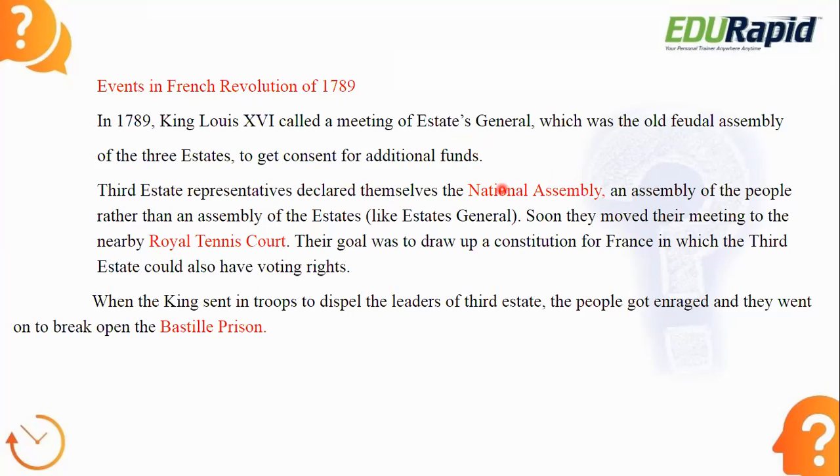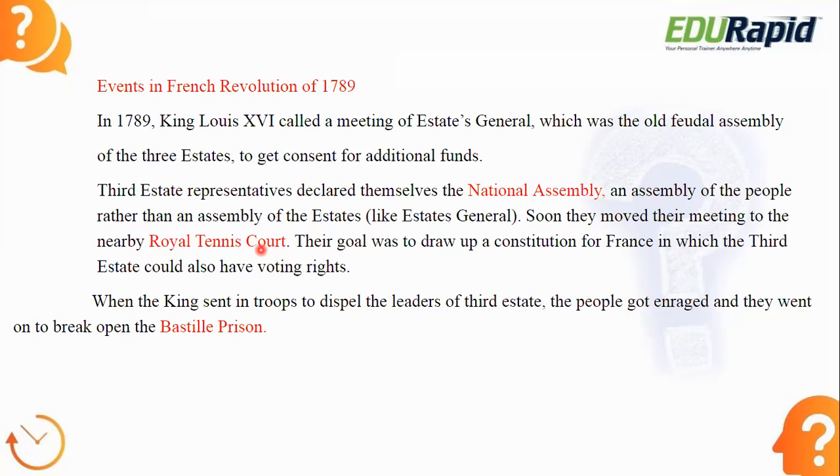So this was an assembly of people rather than an assembly of the estates. Okay, so this is the assembly of people. Which people? A large number of the third estate people. Soon they moved their meeting to the nearby Royal Tennis Court. It's a very important one. Okay, in the Royal Tennis Court, they took an oath. It is very well known as the Royal Tennis Court Oath.